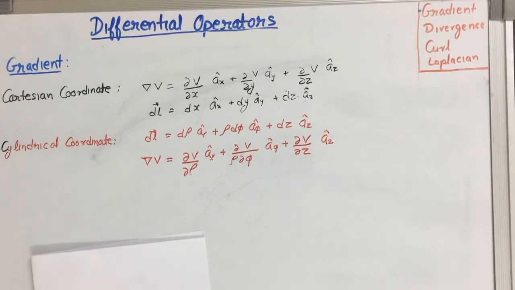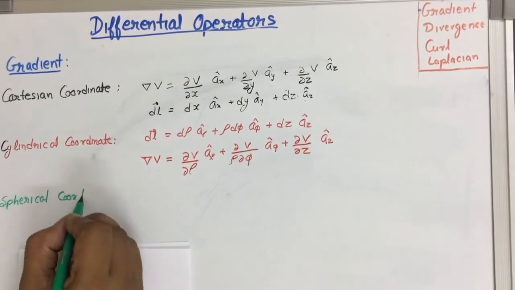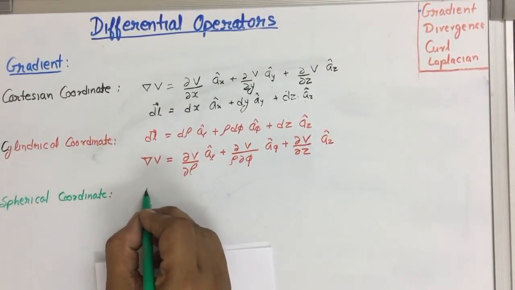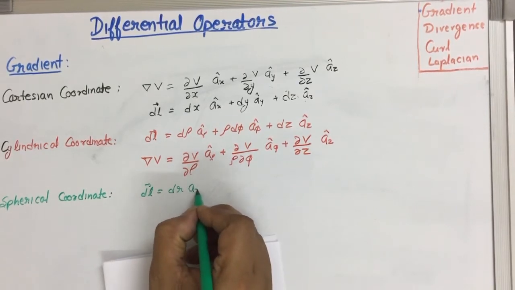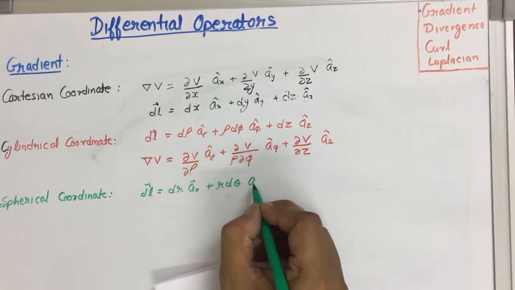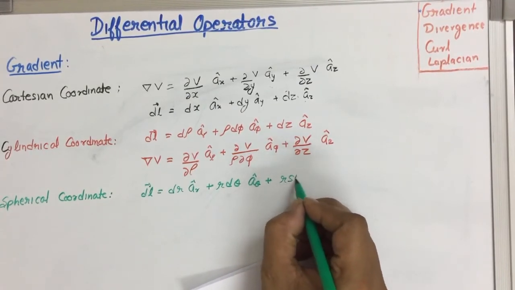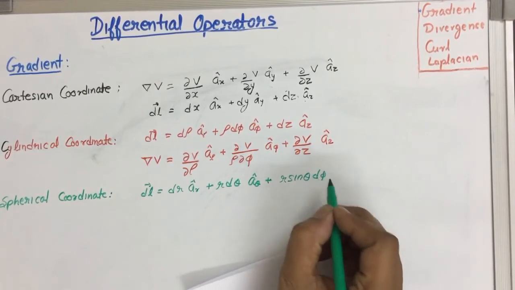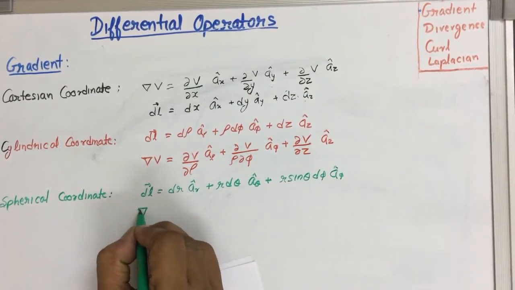Okay. In case of spherical coordinate, similarly we will write. First write dl, just recall: dr in the direction of ar, and r dθ, and it was r sin θ dφ in the direction of aφ. Yes, this was dl. Now we have to find the gradient.